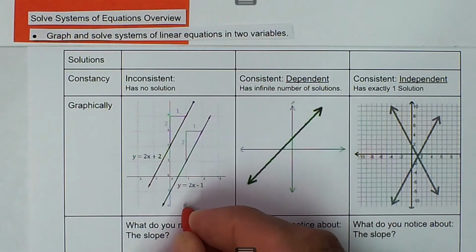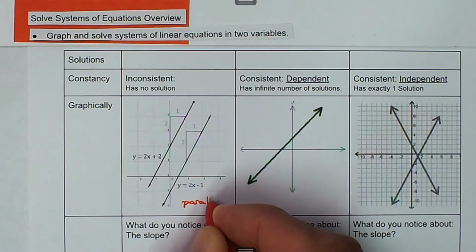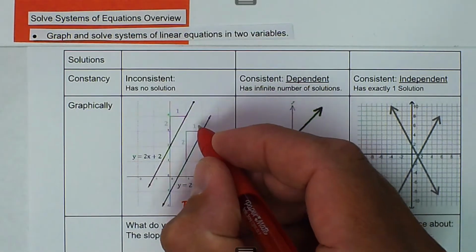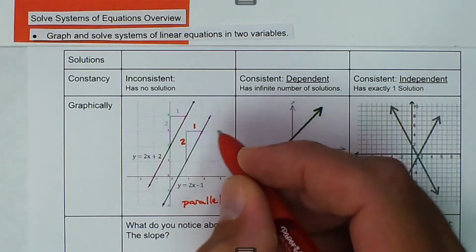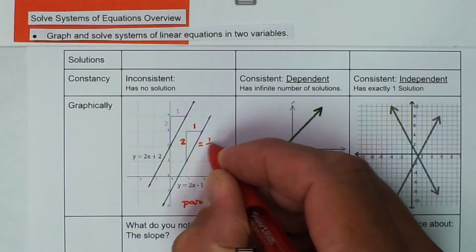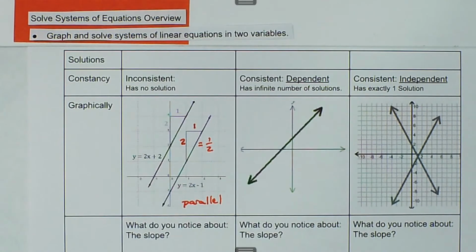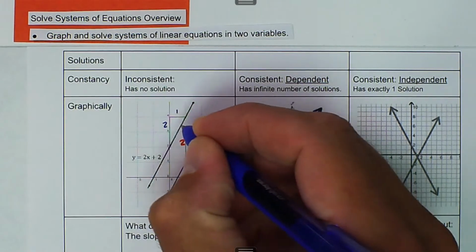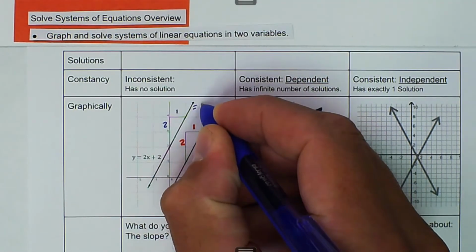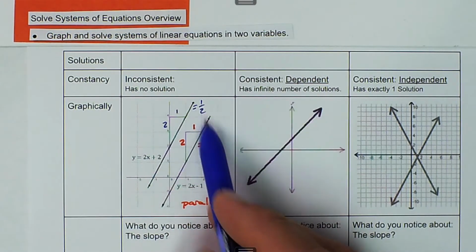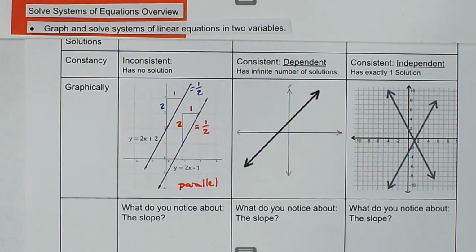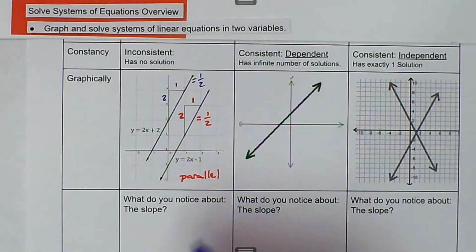In this case, we're talking about parallel lines. These lines are parallel because if we're looking at our slope, we have 1 over 2. So the slope of this line is 1 over 2. And this line over here also has a slope of 1 over 2. So the slope for this line is also 1 over 2. So they have the same slope. So if we look down here, what do you notice about the slope? In this case, they have the same slope.